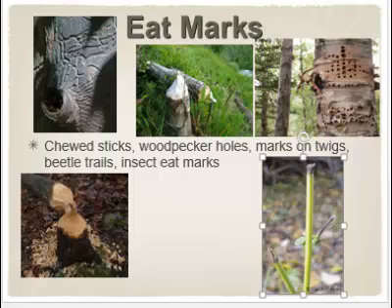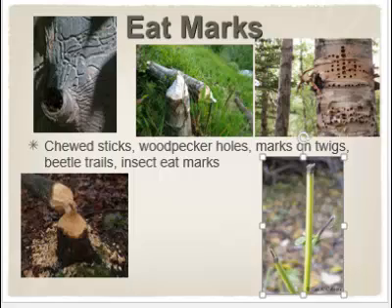If you remove the bark from a tree, you can find their little trails where they journey underneath that bark. The middle upper picture shows you a piece of a tree that's been broken off by beaver. And beaver tend to make those pointed sort of eat marks as they gnaw down their tree and move it to their home or their lodges.